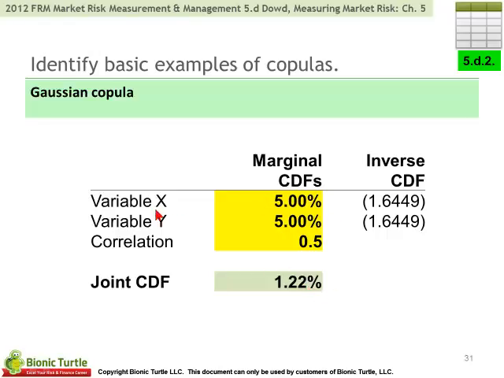In this case, if we think of these as probability of default, if we have one bond with a probability of default of 5% and another bond with a probability of 5% and then some correlation assumption, we end up with a joint cumulative distribution function telling us that the probability that both of them will default, or symbolically here, the joint probability that variable x will be less than some value and the variable y will be less than some value is going to be equal to 1.22%.